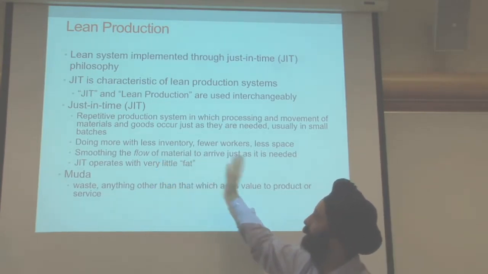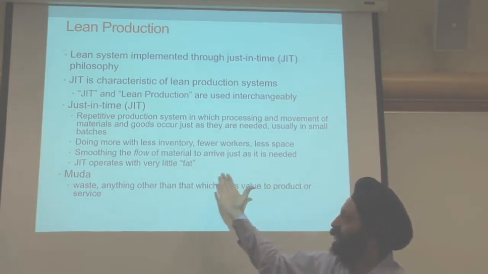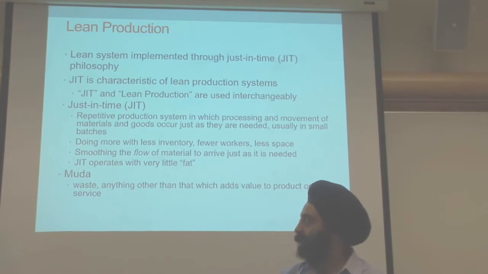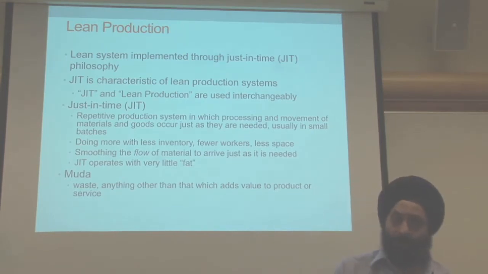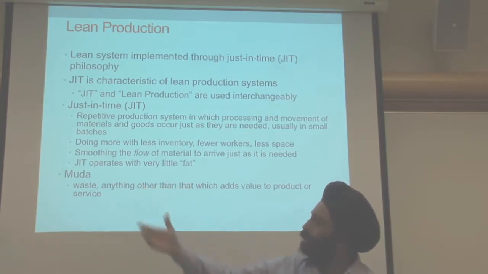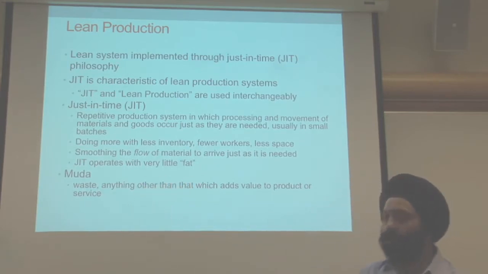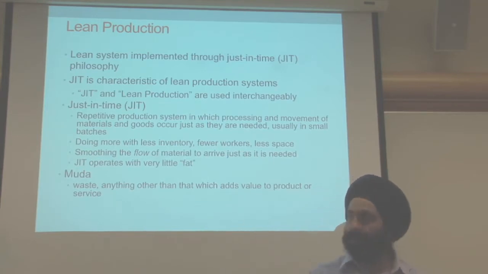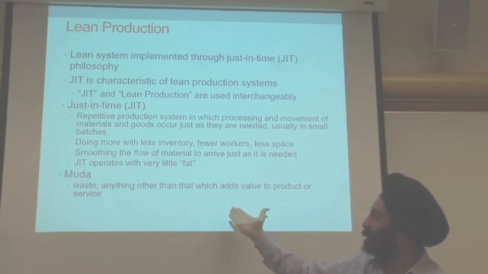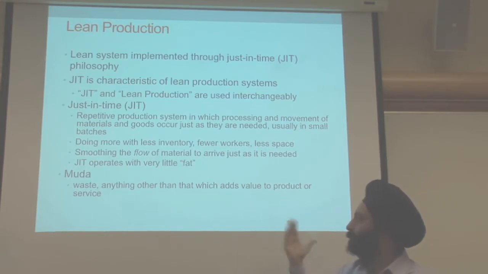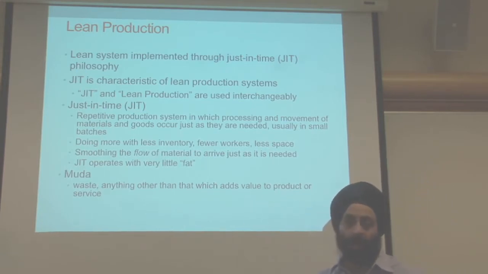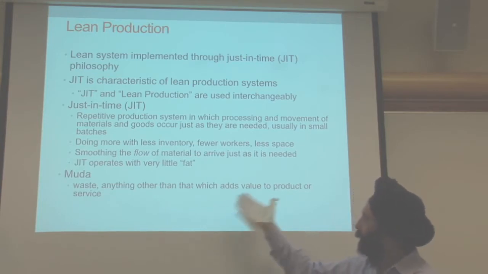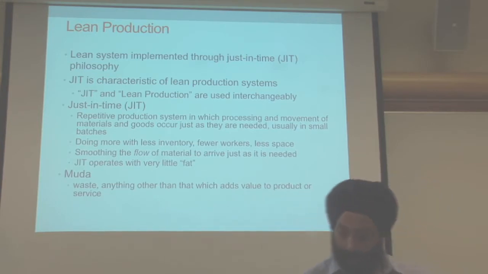Smoothing the flow of material to arrive just as it's needed, and basically JIT operates with very little fat or unused resources, if you will. And another concept in JIT is the focus on muda, or waste. That's a Japanese word for waste. Anything other than which adds value. So any non-value added component of a production process is muda. So that's how we look at it.